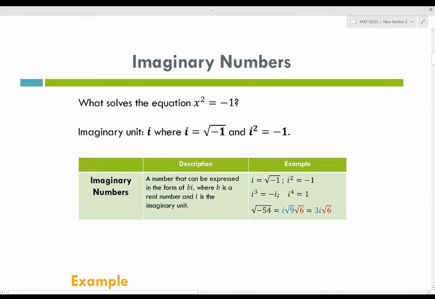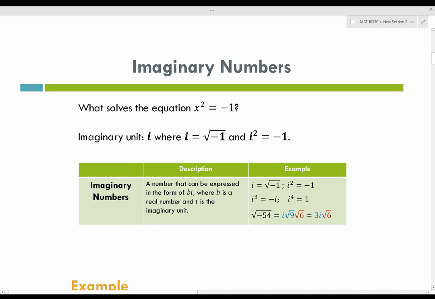All right, so imaginary numbers. Okay. So this question: what solves the equation x squared equals -1? Before, in order to solve this, we would have taken the square root of both sides. x equals the square root of -1, and we would have stopped there. We would have said, well, you can't take the square root of a negative number. Now we are going to say that's equal to i. So anytime we have the square root of -1, we're going to call it i. And anytime we have i squared, we're going to call it -1.